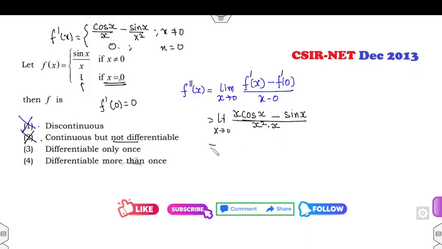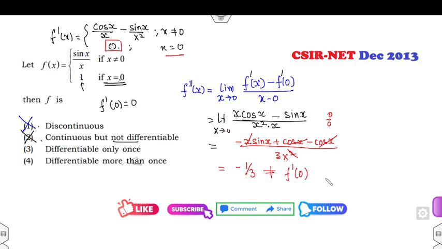If you substitute 0, again it is a 0 by 0 form. I can apply the L'Hopital rule. It is minus x sin x plus cos x minus cos x, over 3x square. This x will be cancelled. Sin x over x when x approaches 0 is 1, so the limit is 1 over 3, which is not equal to the derivative value at the point 0. That means it is not differentiable. That means f double dash is not differentiable. More than once is cancelled. Only C is the right answer of this problem.